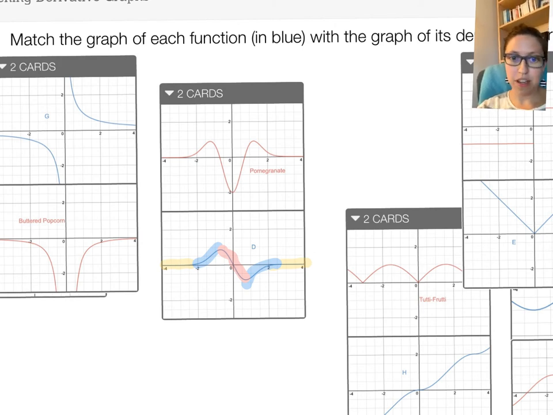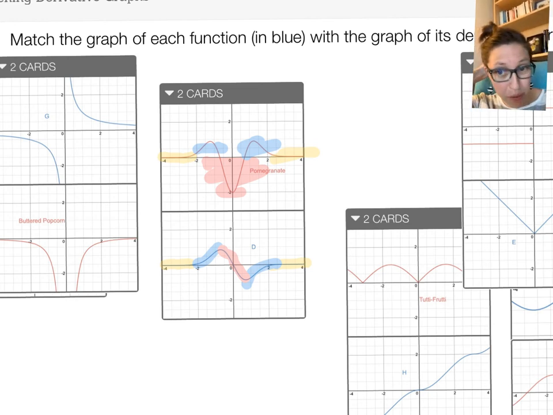And what do we find up here? Oh, we find close to zero, positive, negative, positive, close to zero.